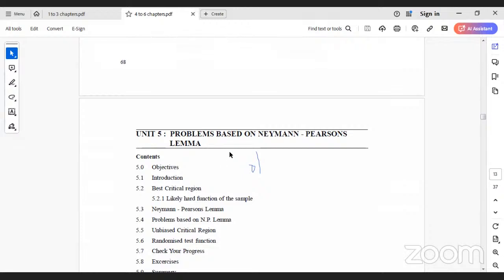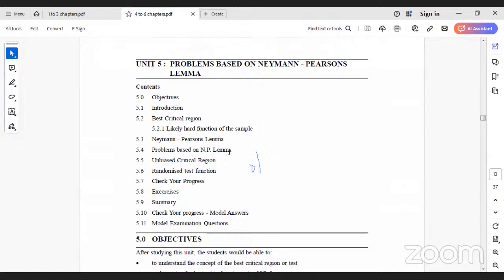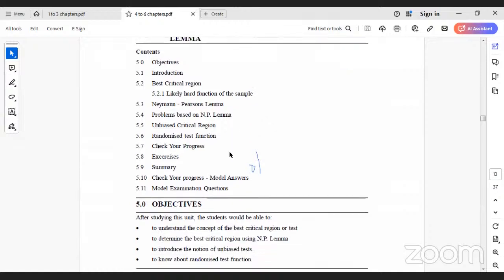Tomorrow, problems based on the Neyman-Pearson lemma, problems on the Neyman-Pearson lemma, and unbiased critical region, randomized test function, tomorrow we will learn in the class. Thank you, one and all.